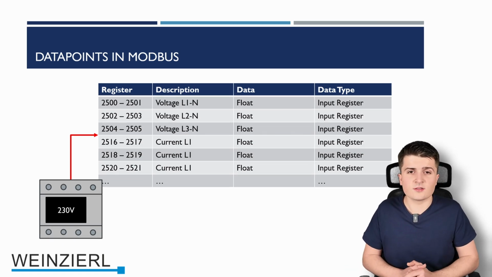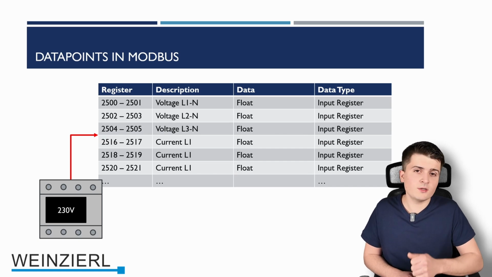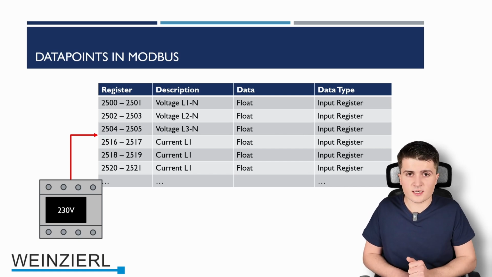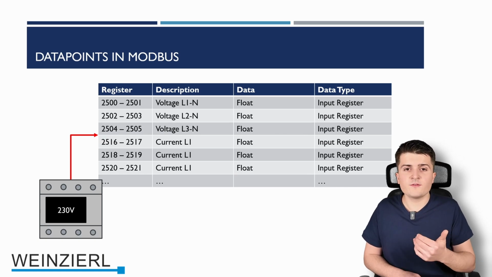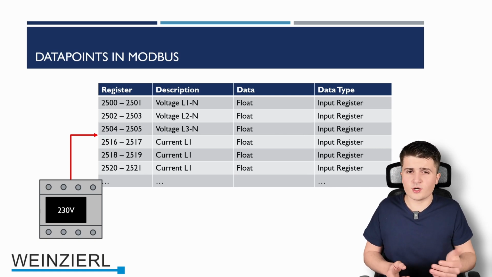Just as a small side note, sometimes you might have the case where the manufacturer adds an additional number at the beginning of the register ID. And with that additional number or prefix, the manufacturer describes the data type, so the Modbus data type of it. What I mean with that? Well, let us take a look at this example here.